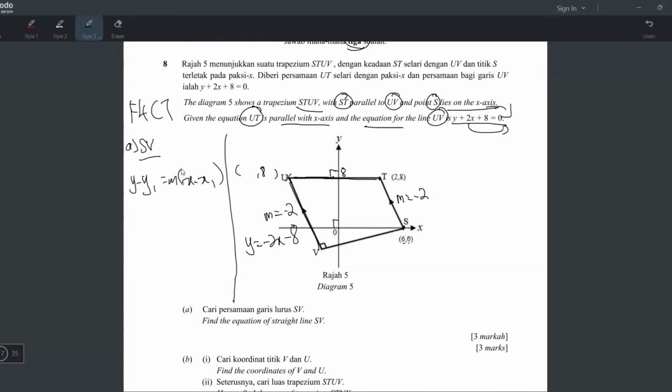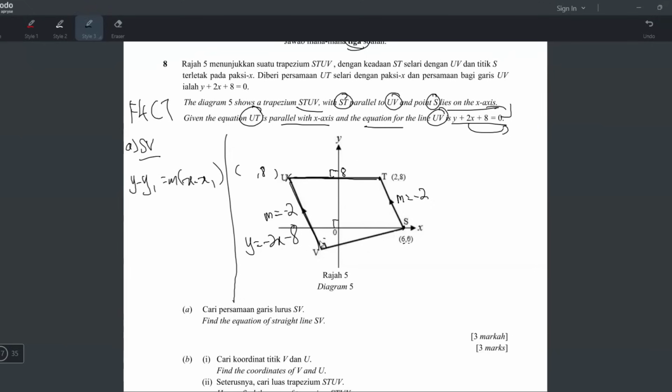Okay, kalau nak guna formula ni, kena ada dua info dulu. Kena ada gradient and kena ada point yang passes through. Kena ada dua-dua benda ni. Okay, obviously I see that ada satu point yang passes through 6, 0. So 6, 0 ni nanti boleh guna dalam x1, y1. Tapi gradient untuk line ni tak ada.